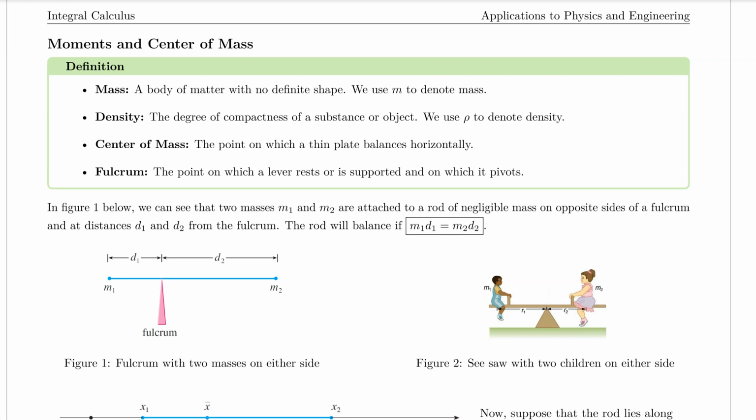In this video, we're going to be talking about moments and center of mass. Let's go over some definitions. Mass is a body of matter with no definite shape. We use m to denote mass.